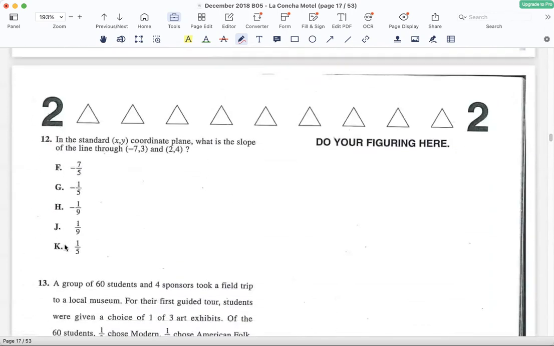Okay. In the standard XY coordinate plane, what is the slope of the line through this? So m is y2 minus y1 over x2 minus x1. So 4 minus 3 is 1. 2 plus 7 is 9, 1 by 9.